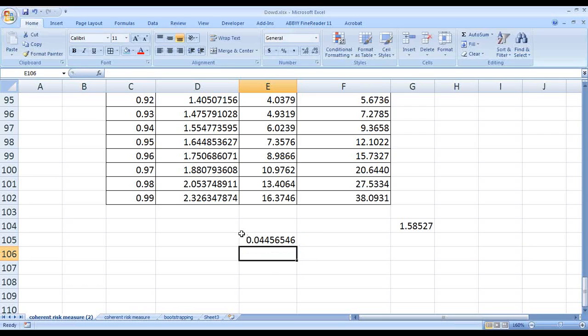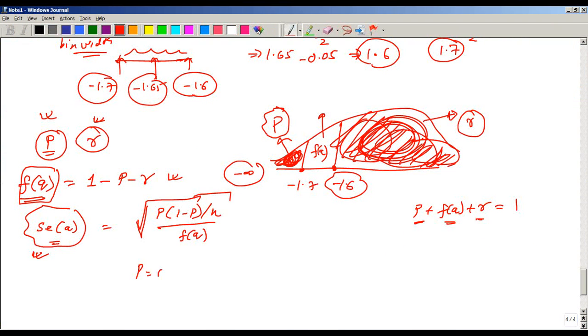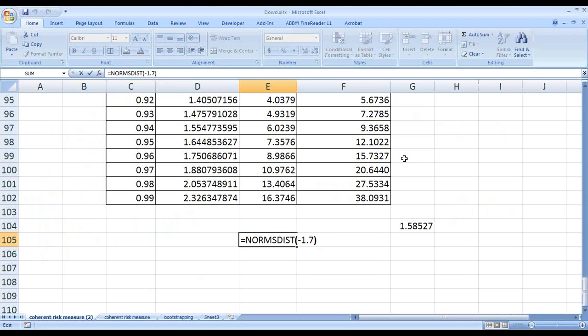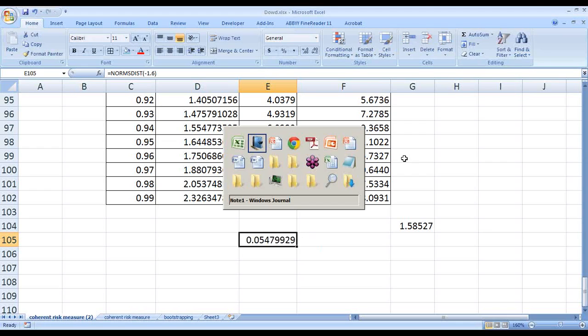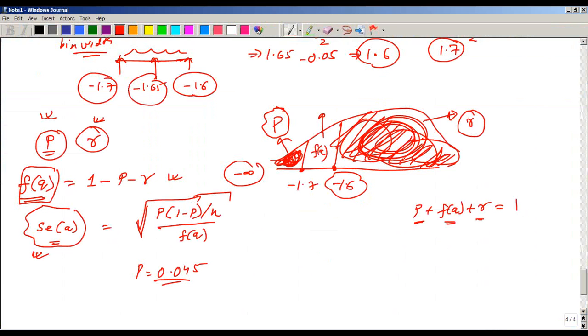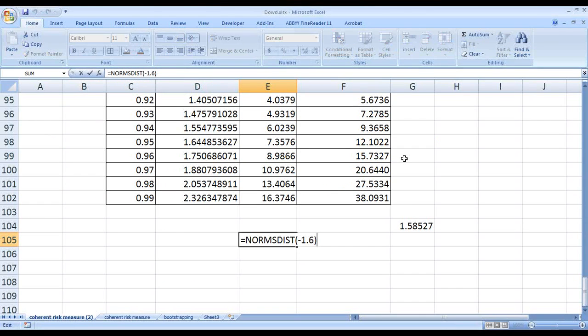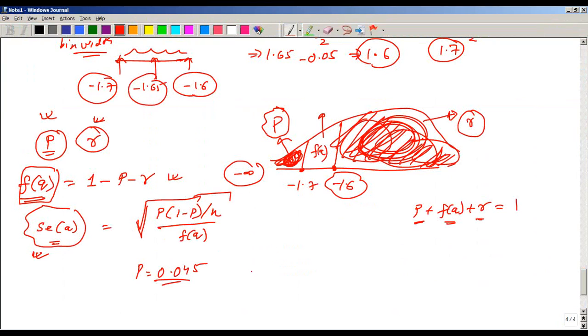So we get 0.04456. So what I will say is, the P value is 0.045, right? Similarly, we can get the value of R. It will be equal to 1 minus this, 0.945. So your R will be equal to 0.945.